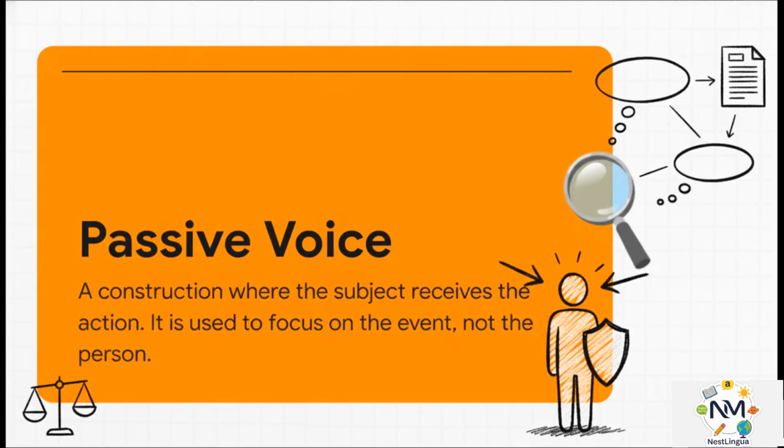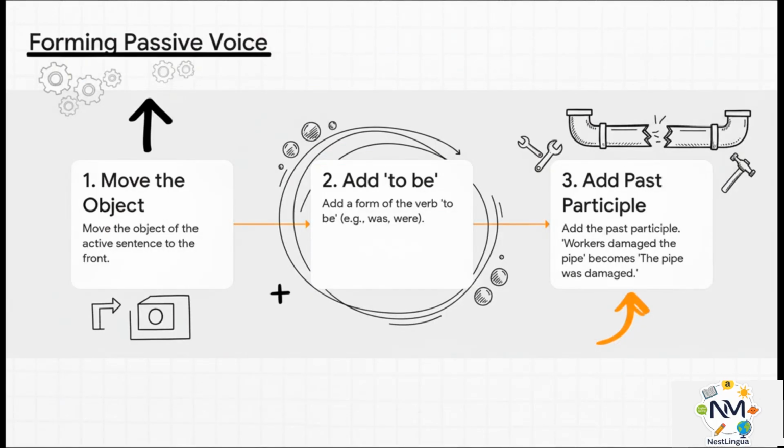Okay, one of the most powerful tools for staying objective is the passive voice. So what on earth is it? Well, it's just a way of building a sentence so that the focus is on the action itself, or the object, and not on the person who did the action. This is absolutely key for getting that neutral, impersonal tone that every good report needs. And creating it is actually pretty simple. You just take the object of the sentence and move it right to the front.